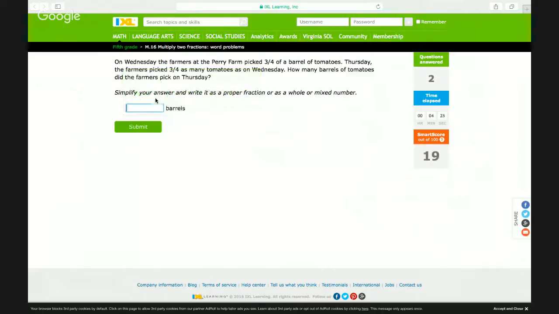Okay? And the last one. On Wednesday, the farmers at the Perry farm picked 3/4 of a barrel of tomatoes. Thursday, the farmers picked 3/4 as many. All right? As many means almost as much as of means. It means to multiply. 3/4 as many tomatoes as on Wednesday. How many barrels of tomatoes did the farmers pick on Thursday? The answer would be 9/16.